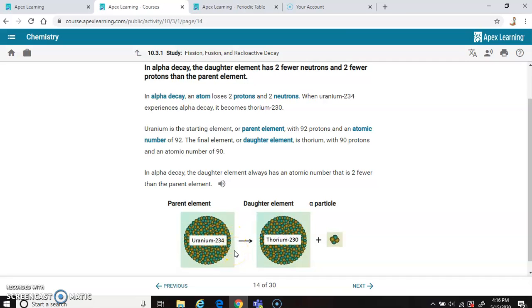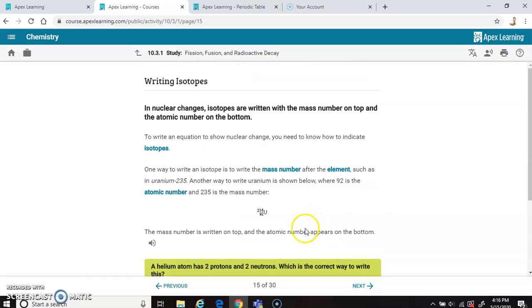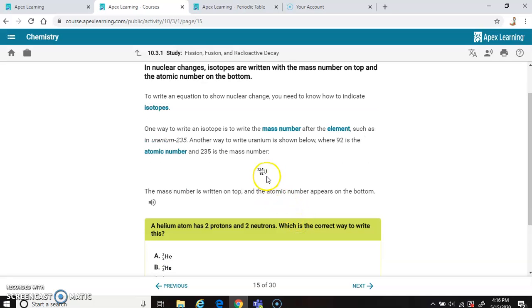So we write it into an equation. It's a decomposition, because decomposing is pulling apart. So you have uranium-234 as the parent, thorium-230 as the daughter, and the alpha particle is the particle that is released, or the splitting particle. Another way we can write that is in numerical form. That top number on the top left is the mass number. Remember, it's protons plus the neutrons. Uranium is number 92. That's what we find on the periodic table. 92 is the atomic number, the number of protons.